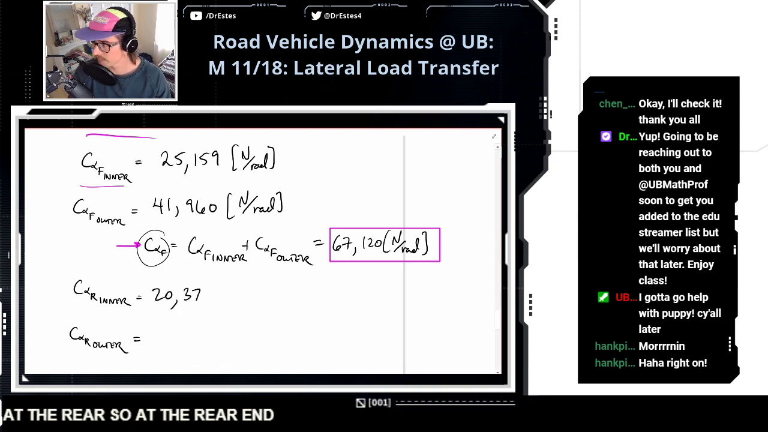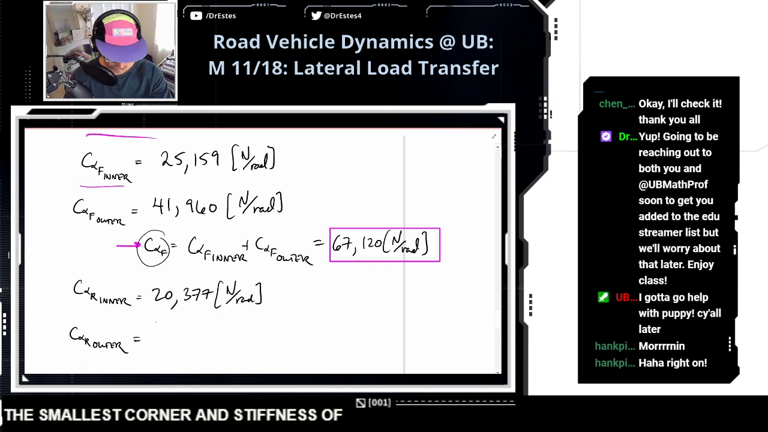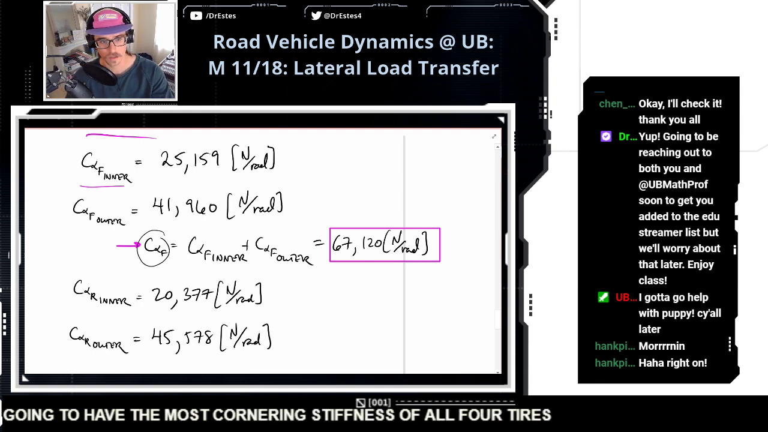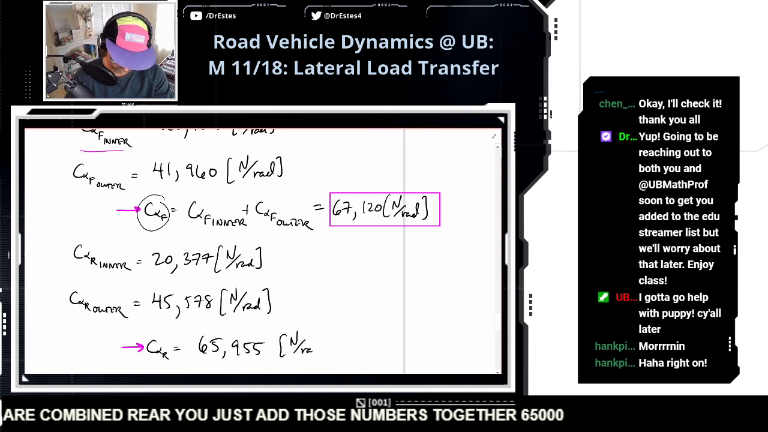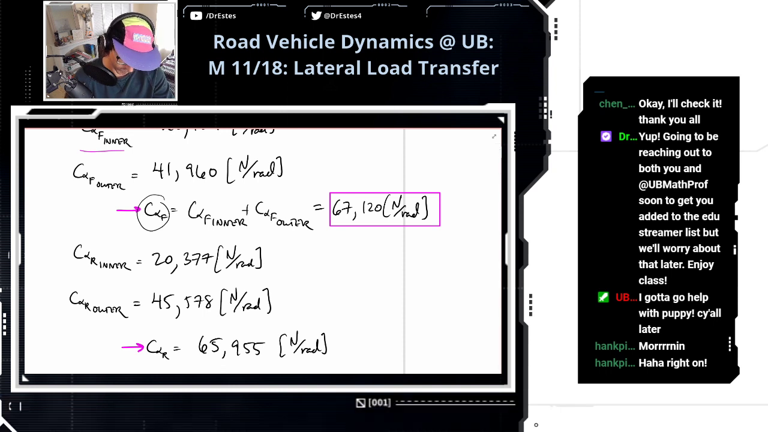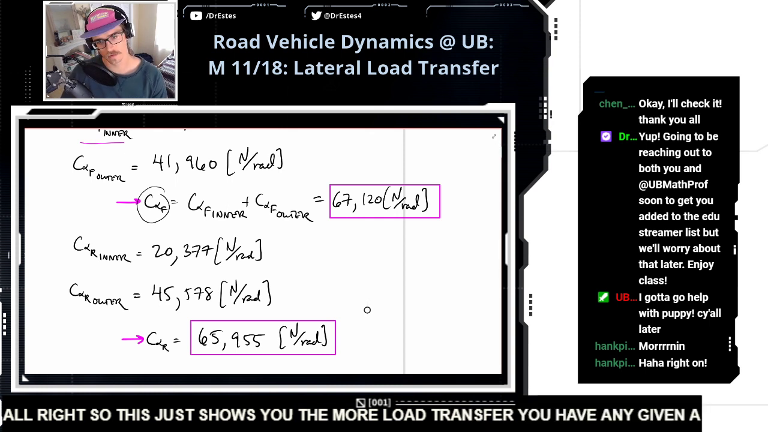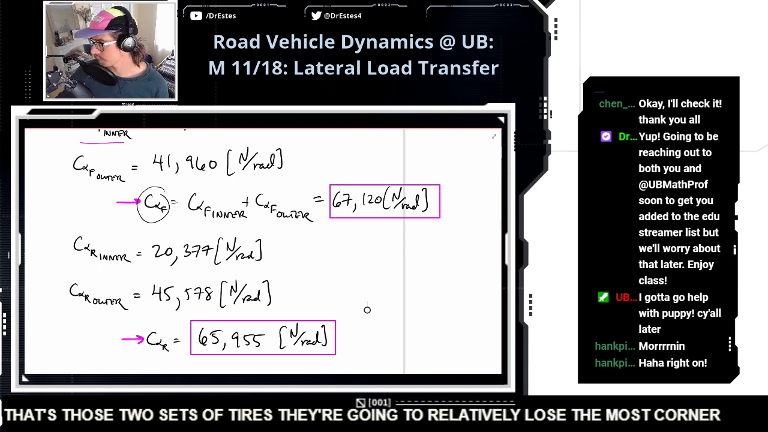So at the rear inner tire, this is the tire that lost the most load. It has the smallest cornering stiffness of all four tires. The rear outer tire gained the most load, so it's going to have the most cornering stiffness of all four tires. So our combined rear, you just add those numbers together, 65,000. All right, so this just shows you the more load transfer you have at a given axle, those two sets of tires, they're going to relatively lose the most cornering stiffness.